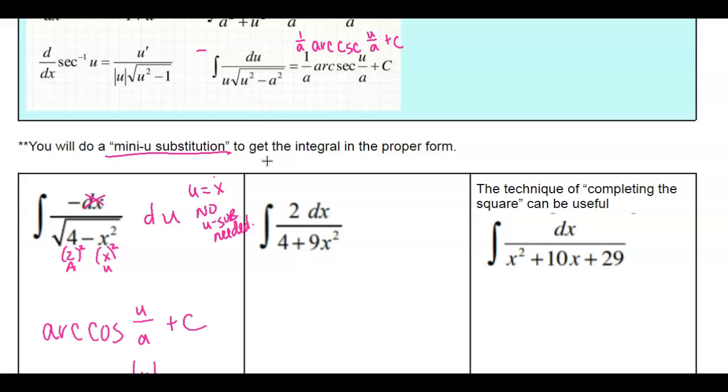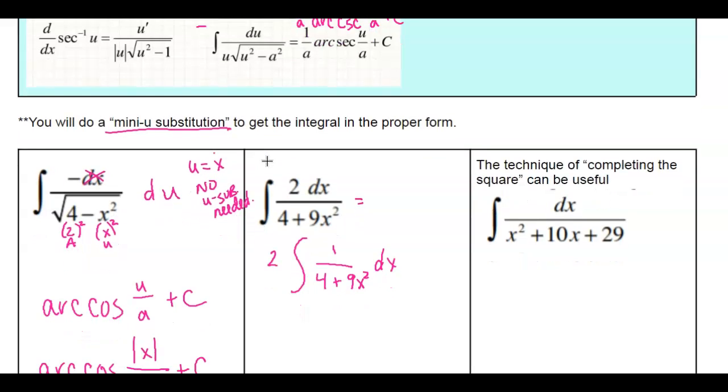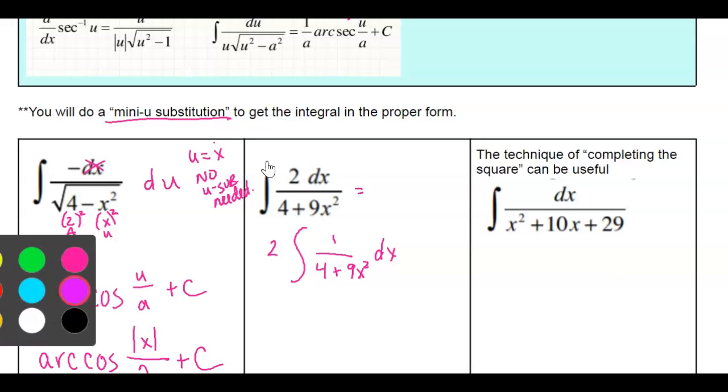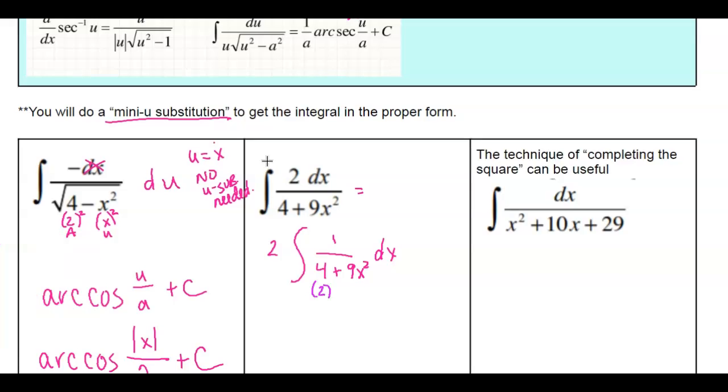So I'm going to think of this 2 as being out in front. And so I've got 1 over 4 plus 9x squared dx, okay? That 2 doesn't have any relationship with A or U. So on here, we want to find out what A is. So that's 2 squared, so that means that A is 2. And then 9x squared is really 3x quantity squared, so that's U.